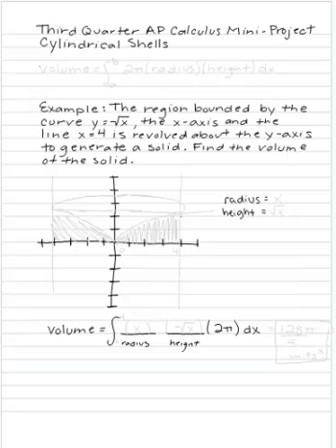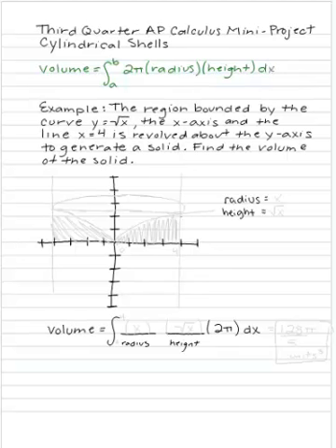In this video, we will be explaining the cylindrical shell method for finding the volumes of solids. This is an alternative to the washer method. The formula for finding the volume for this method is volume equals the integral from a to b of 2 pi times the radius times the height dx.